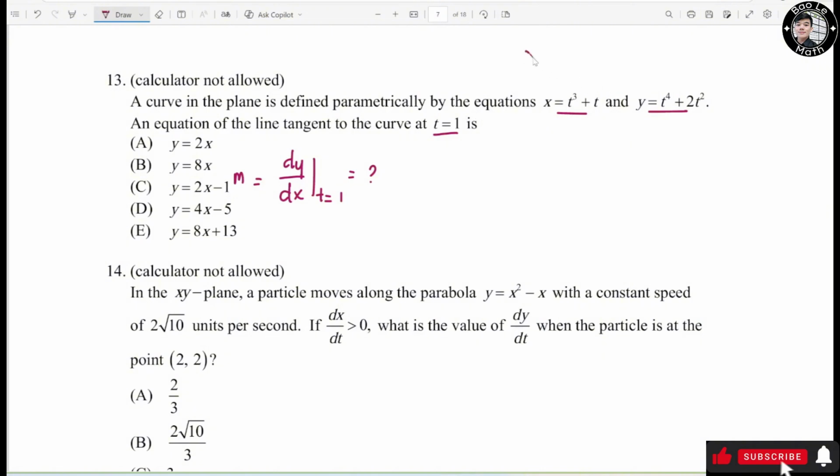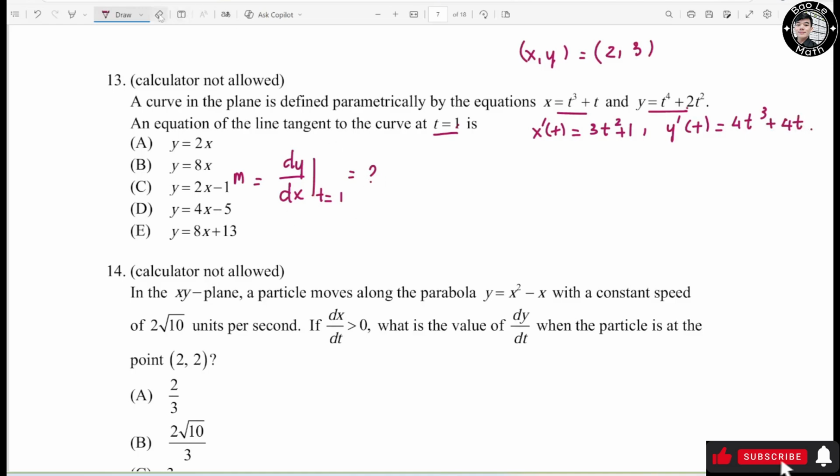So I have s, y is, substitute 1 for t over here. It's going to be 2, right? Substitute 1 for t over here. It's going to be 3, right? We have s prime of t is 3t squared plus 1, right? And y prime of t is 4t cubed plus 4t, right?